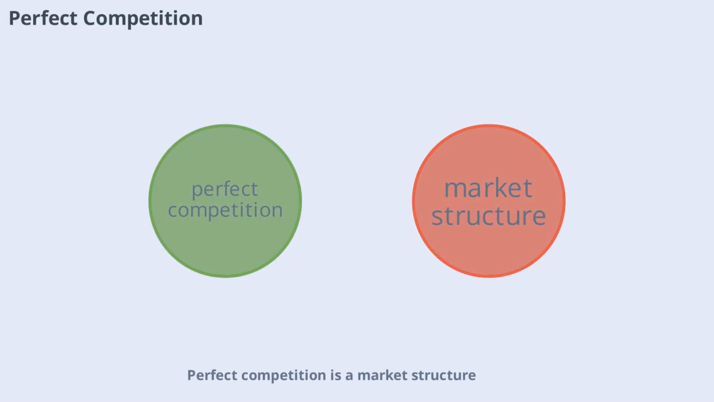Perfect competition is a market structure where many firms sell identical products and no single firm can influence the price. In this environment, prices are determined by supply and demand, and firms can enter or exit the market freely. Perfect competition is an idealized model, but it helps economists understand how markets work when there are no barriers to entry or exit.